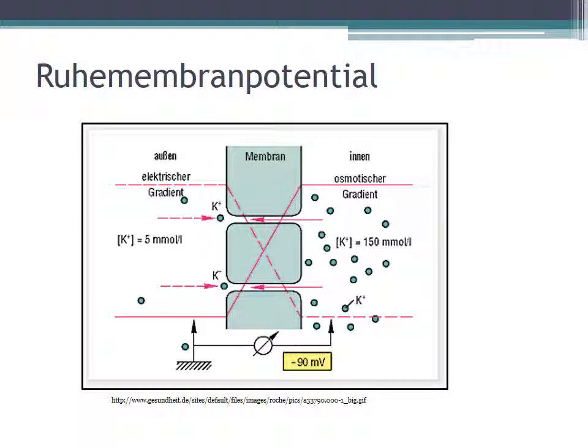So the resting membrane potential is a potential every cell has, and it's due to the different concentrations in potassium and sodium inside the cell. So inside and outside the cell, actually. Because in the inside of the cell, the potassium level is very high, so it's up to 150 millimole per liter. And out in the outside, it's only 5 millimole per liter.